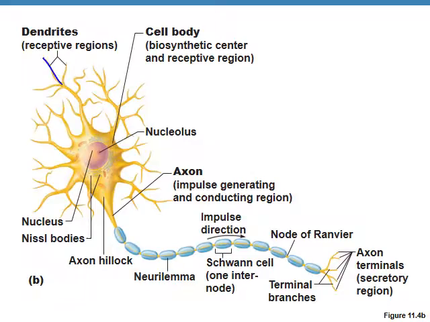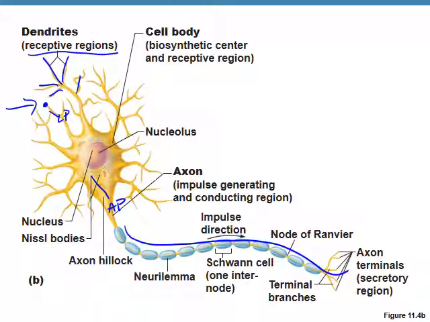The dendrites are the arm-like regions or receptive regions. So basically a signal comes in, causes a local potential, then causes an action potential. The message travels down the axon and then causes some sort of neurotransmitter to be released at the axon terminals.